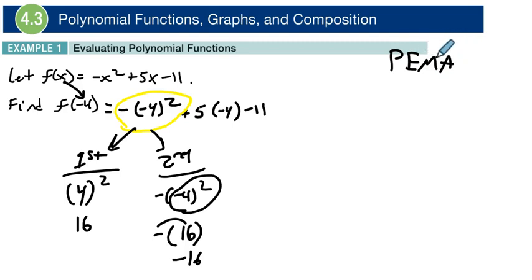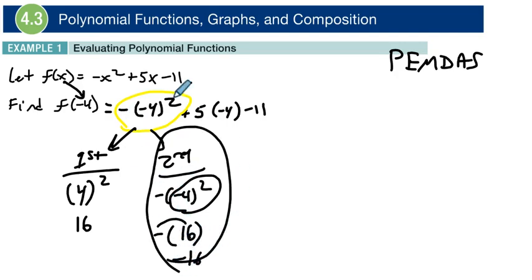PEMDAS. Or people kind of say, please excuse my dear Aunt Sally, but basically you must do what's in parentheses first, exponents, and then multiply, you see? So that's why we must first, there's nothing to do inside the parentheses, it's just negative 4. But the exponent, we must do the exponent before we do the multiplication, right? Because that's what this negative sign would do. Okay, so this is what we should have done first, is this whole thing right here is negative 16.